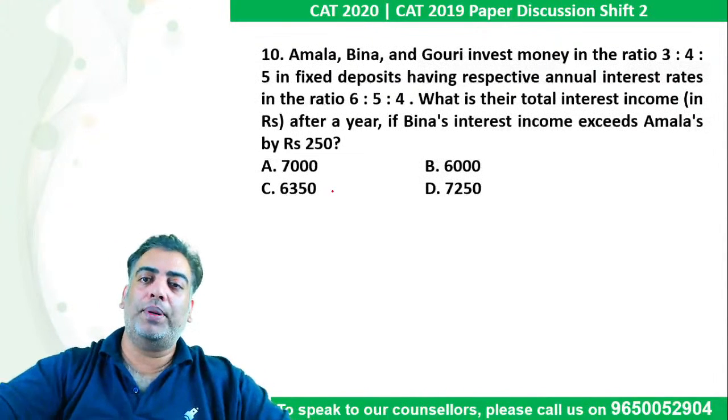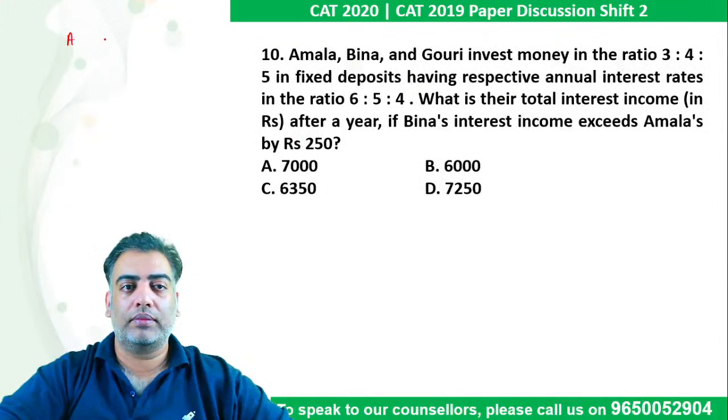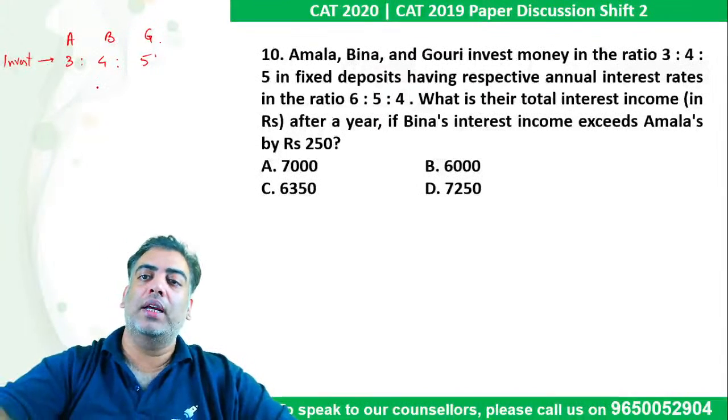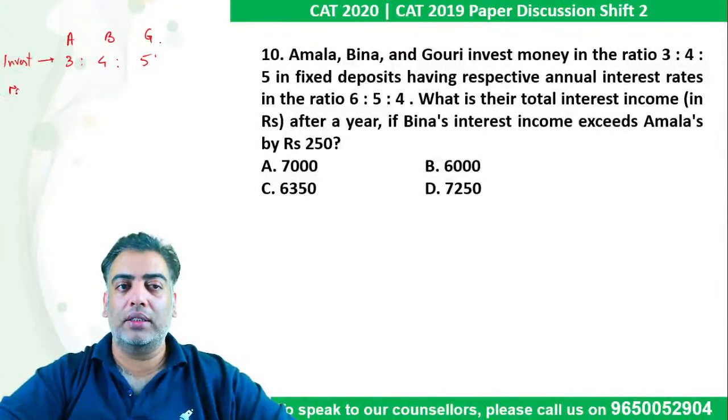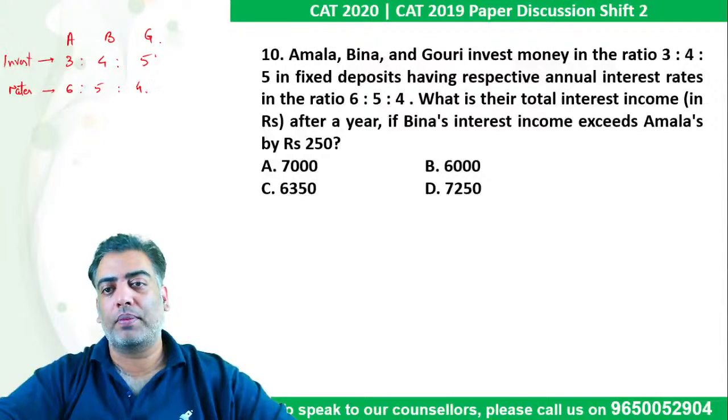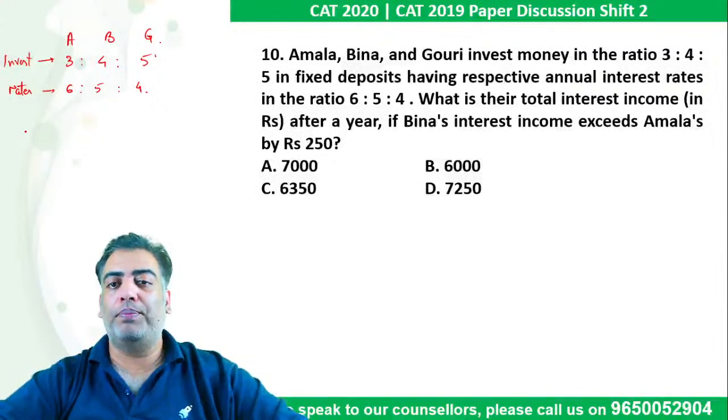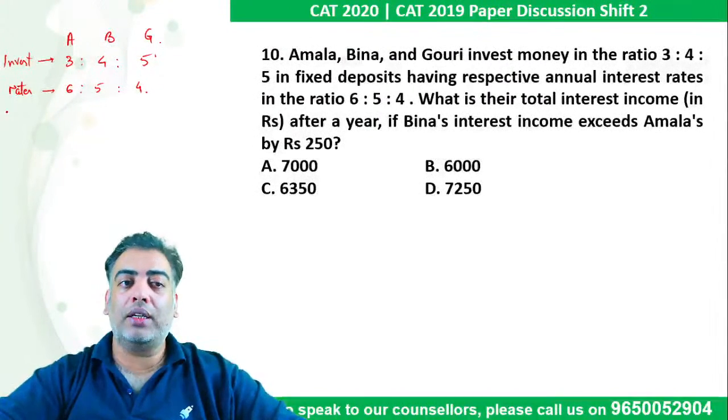In 10th, it says A, B, and C invest money. So we are given the ratio between their investments, which is 3:4:5, in fixed deposits having respective annual interest rates. So we are given the ratio between the rates of interest, which is 6:5:4. What is their total interest income in rupees after a year if Bina's interest income exceeds Amala's by rupees 250? So the very first thing required in this case is the ratio between their interest incomes.